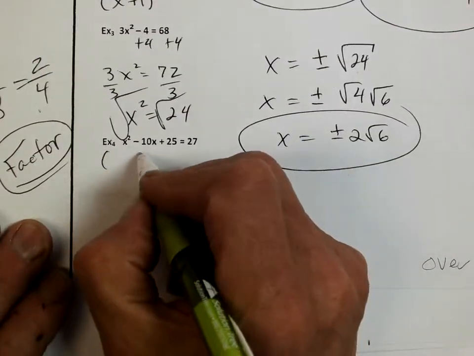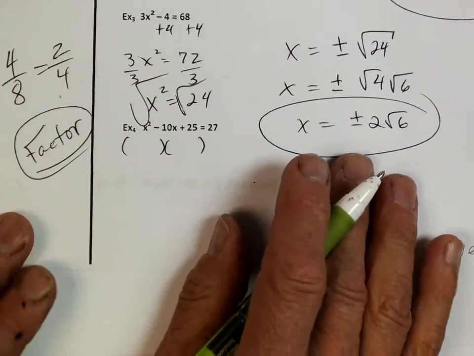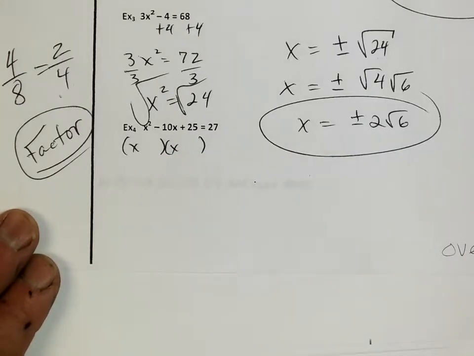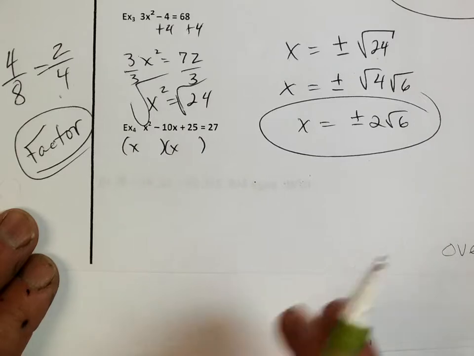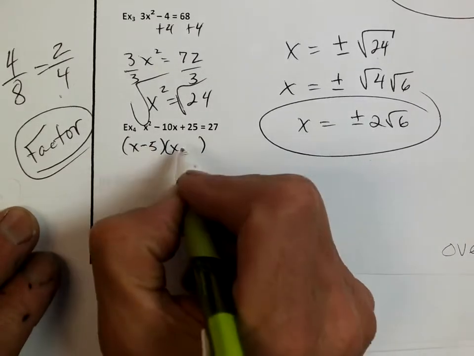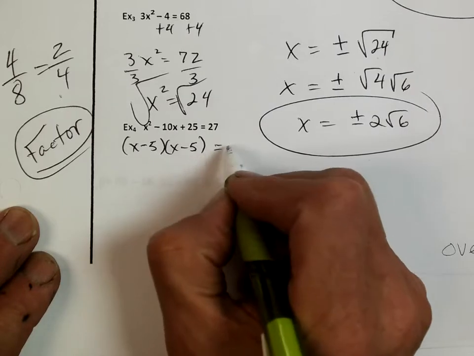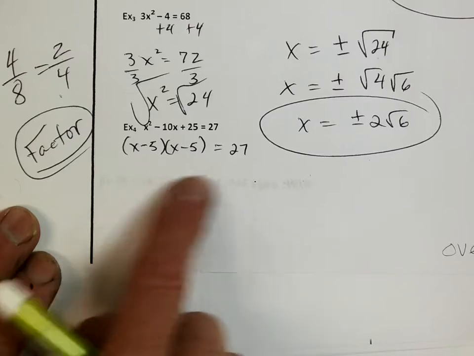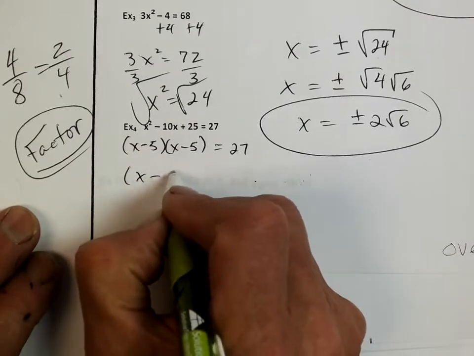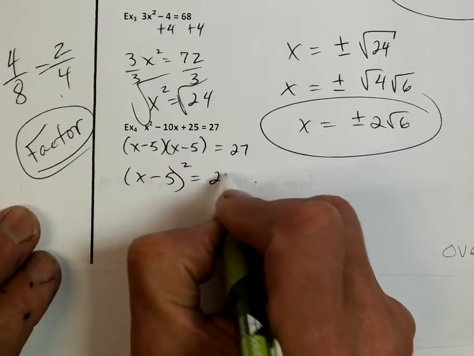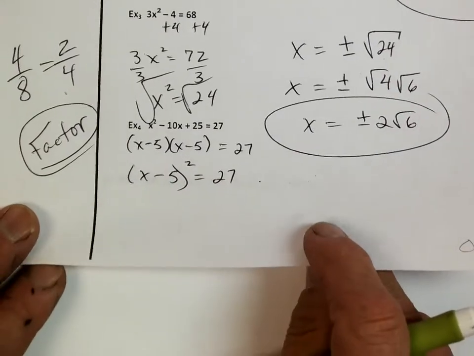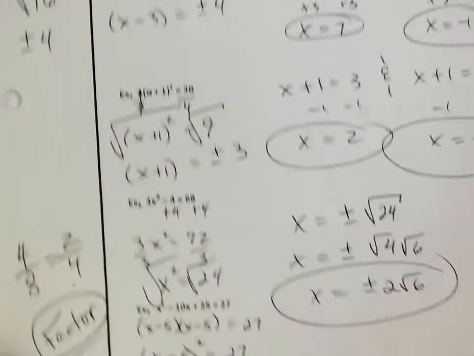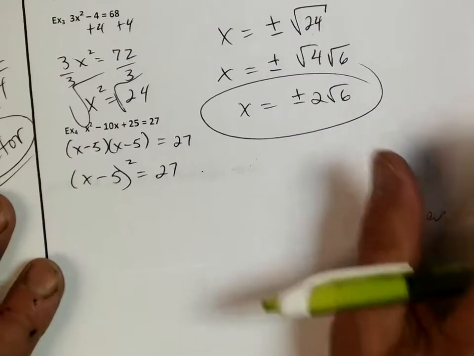So let's see if this factors. X and x, right? And then what times what makes 25? What about a -5 and a -5, right? How am I doing? I can rewrite this as, Brooke says, x minus 5 quantity squared equals 27. Wait. That sure looks like one of these up here, doesn't it? Okay, so what are we going to do to solve it?